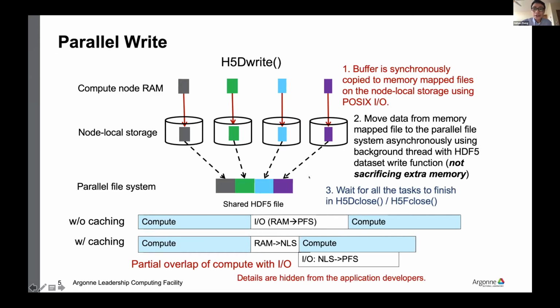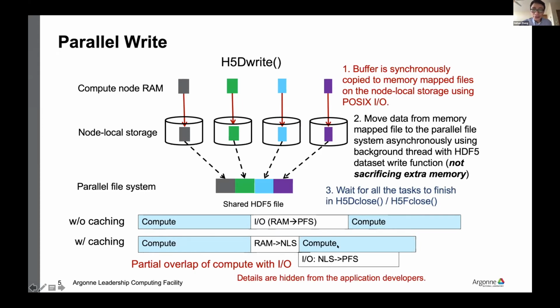using a background thread. I want to say two things here. One is that this data migration from the non-local storage to the parallel file system is done in the background. So it allows this part of the work to overlap with the compute. For example, without caching, we just compute, then write the data from the RAM to the parallel file system, and then do another round of compute. Whereas with caching, we can compute, then write the data to the non-local storage, and then start another round of compute while we are doing the data migration from the non-local storage to the parallel file system.